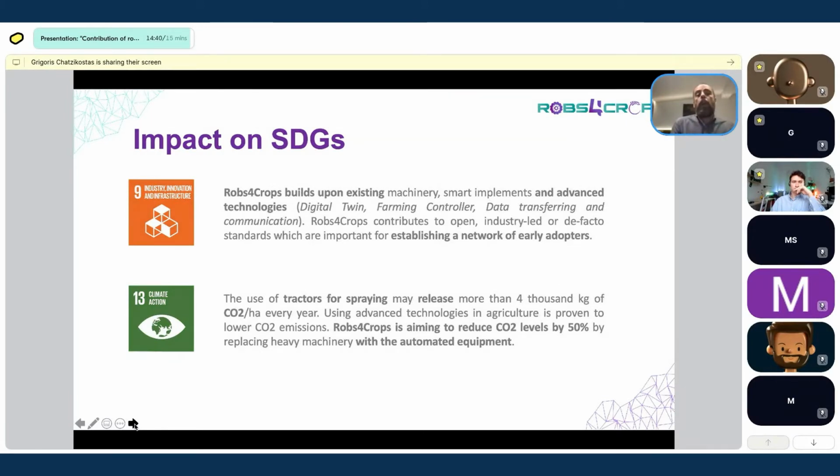Obviously, we are working on SDG 9, which is about industry, innovation, and infrastructure, by creating an infrastructure of advanced technologies and by establishing a network of early adopters. Of course, we contribute to climate action, SDG 13, trying to reduce CO2 levels of the process by at least 50% by replacing heavy machinery with automated small equipment that creates smaller environmental impact, so that we can decrease the kilos of CO2 for every hectare used, etc.